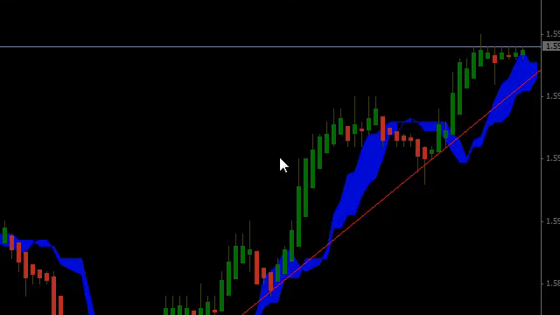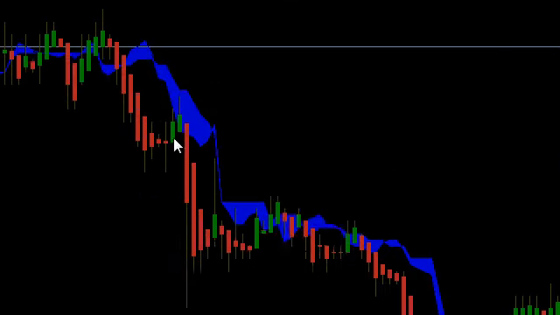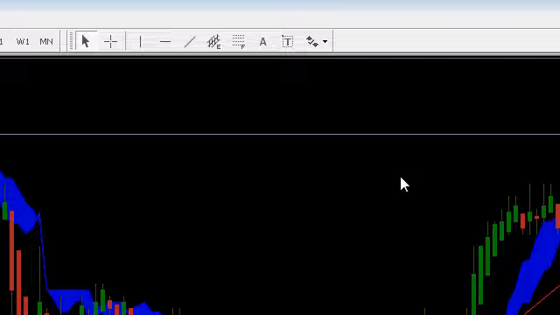Hi folks, we're looking at the cable here on the M1 chart. I'm hopefully going to demonstrate a little bit of scalping for you using THV. That would be something I'm sure many people will be interested in.